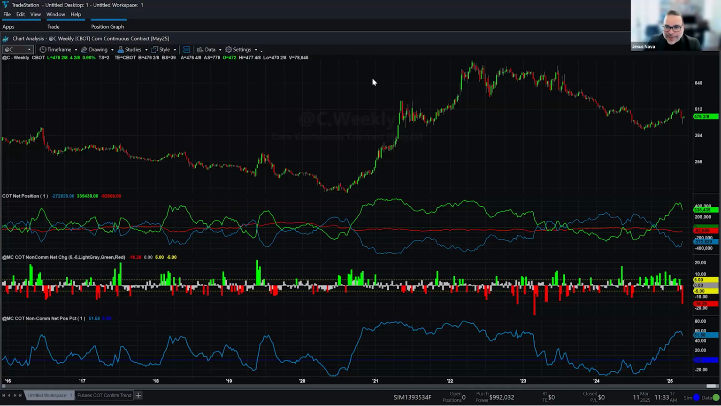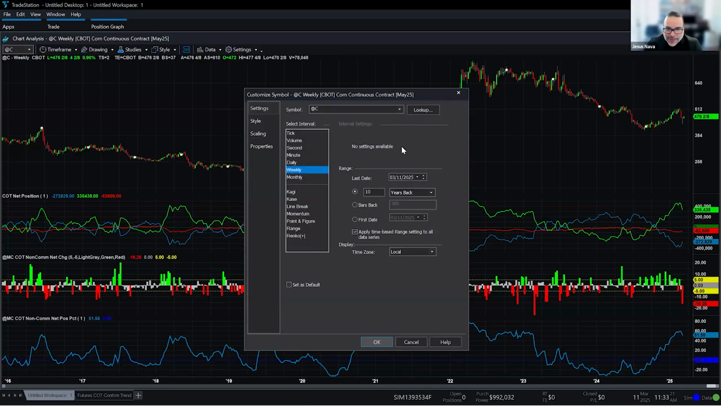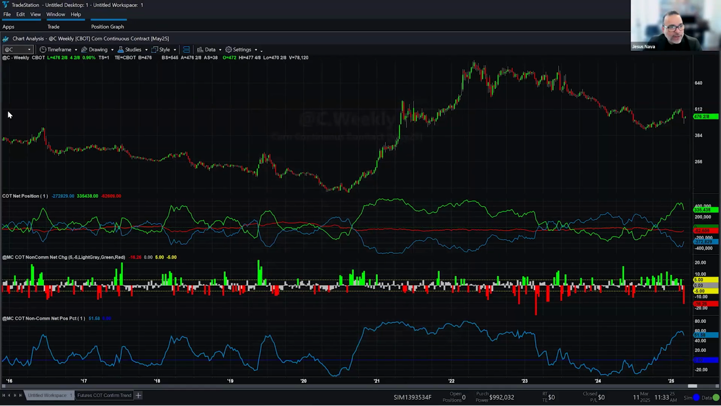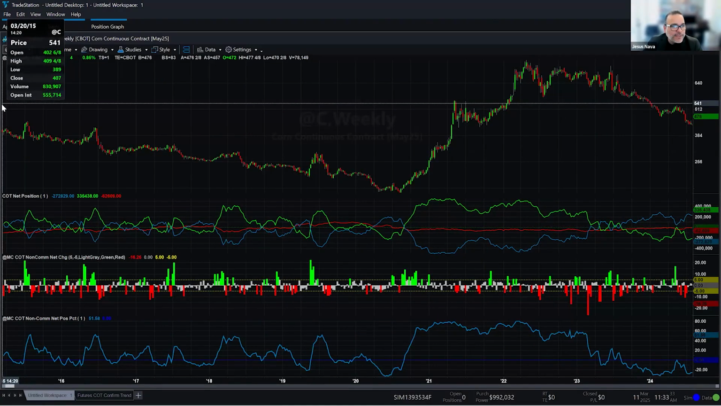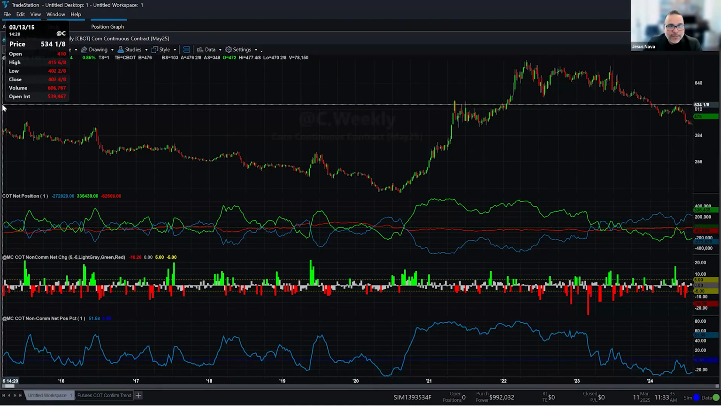So in this chart, let's see how far back this is going. This is going back 10 years. If I check the date on the very first bar here, let's scroll all the way to the left. So this chart begins in March of 2015. 2015 is exactly 10 years ago.